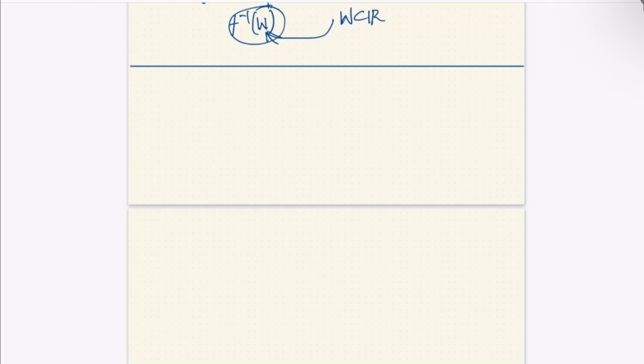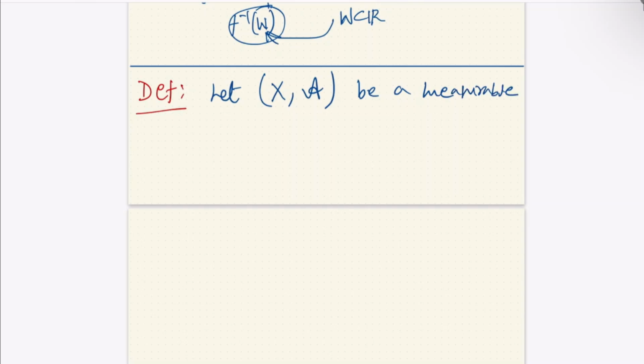I will define another definition based on the Borel sigma algebra. It is connecting now to measure. Let x comma A, a sigma algebra, whatever sigma algebra you choose, be a measurable space. As I have already told you, this is a measurable space.